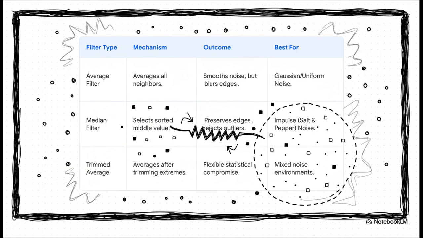Think of this as your complete forensic toolkit. If you're dealing with some gentle, uniform noise, sure, an average filter might do the trick. But for that nasty, harsh salt and pepper noise, the median filter is your champion. And if you've got a mix of problems, something like a trimmed average filter can be a really solid compromise.